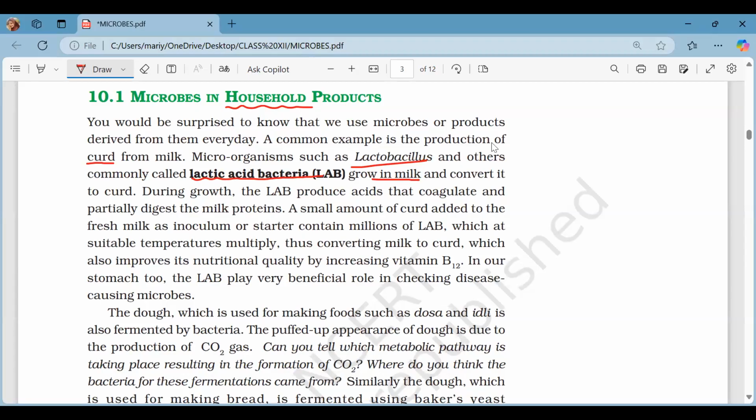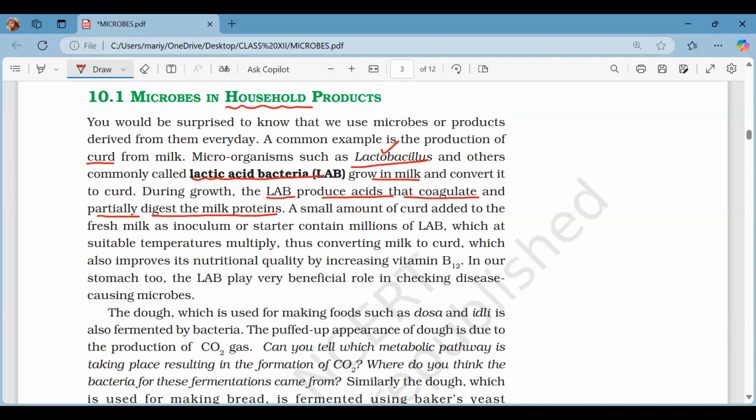So the curd is formed by the Lactobacillus. During the growth, the lactic acid bacteria produce acids that coagulate and partially digest the milk proteins. A small amount of curd is added to the fresh milk as inoculum. You might have heard it called jaman. That is added to the milk, kept overnight, and then the milk turns into curd. Why? Because in that inoculum, the little starter that we put in the milk, there are millions of bacteria. Those bacteria start partially digesting the milk, as a result of which the milk curdles and becomes curd.